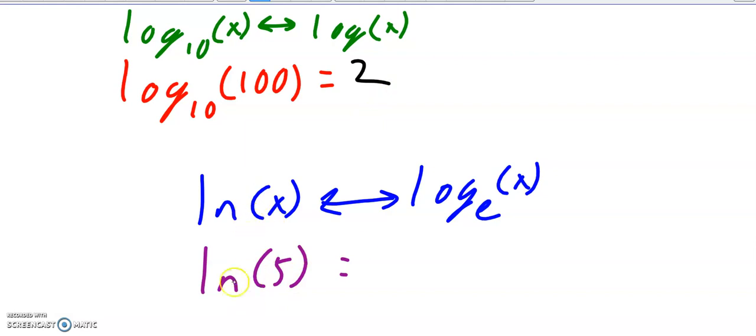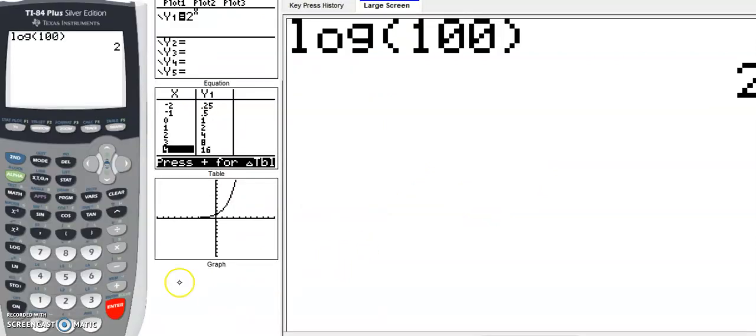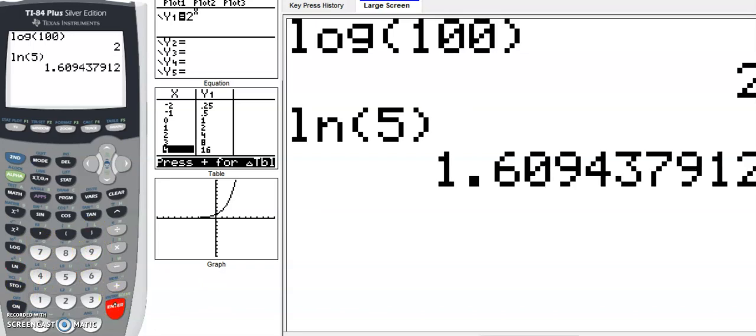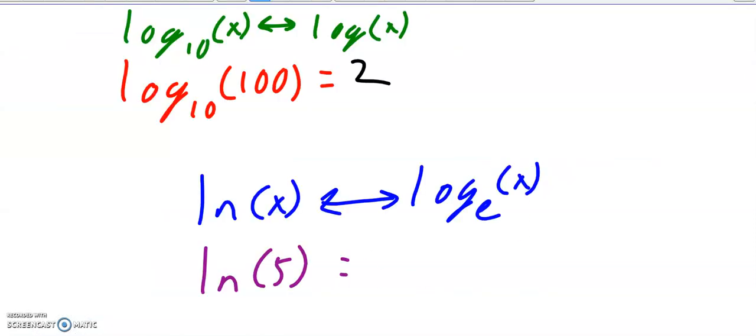But what if I want to do the natural log of 5? So I can type in ln of 5. And this is going to be a little sloppier because this is base e. So we're going to get 1.609. So we know this is 1.609.